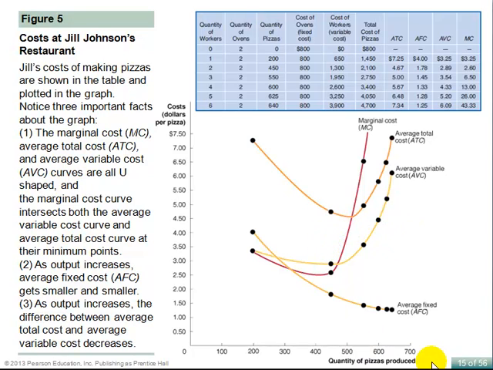Third, as output increases, the difference between the average total cost and the average variable cost decreases. This happens because the difference between average total cost and average variable cost is actually average fixed cost, which gets smaller as output increases.